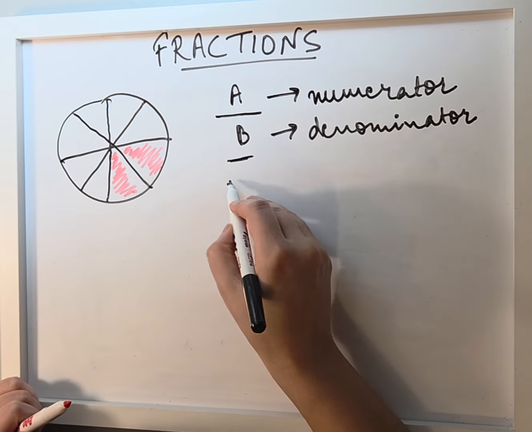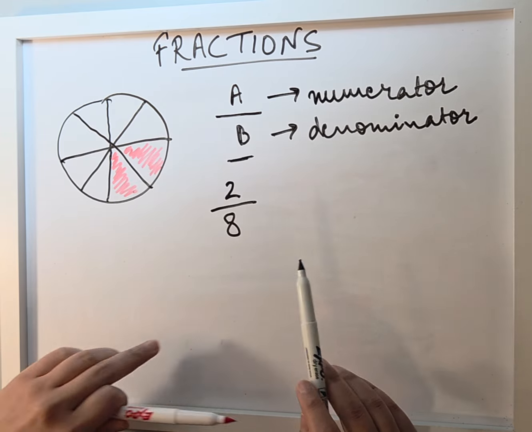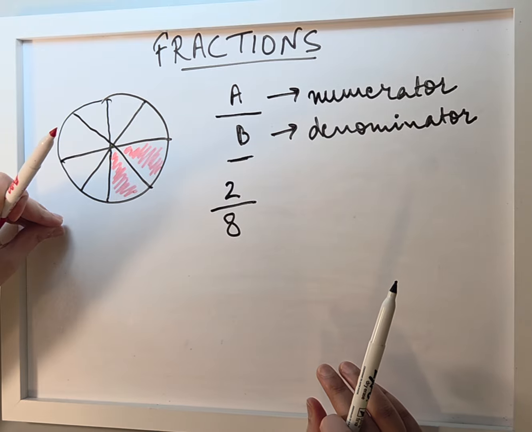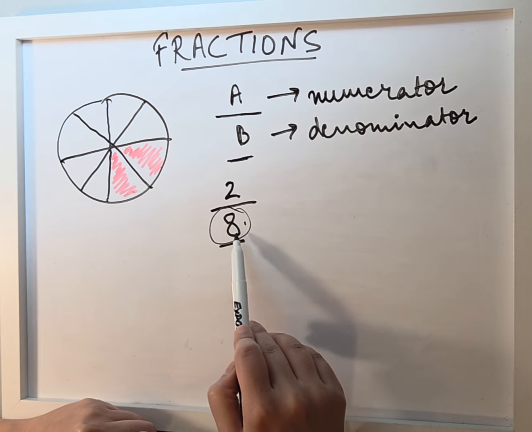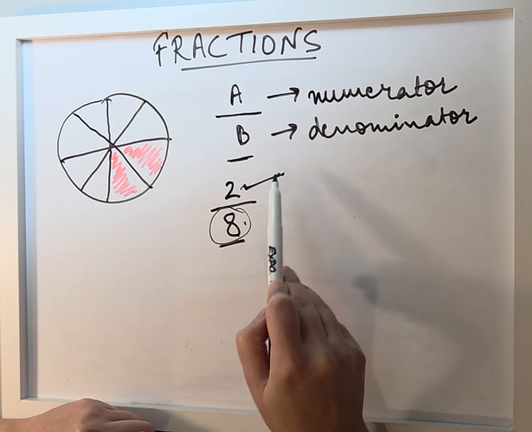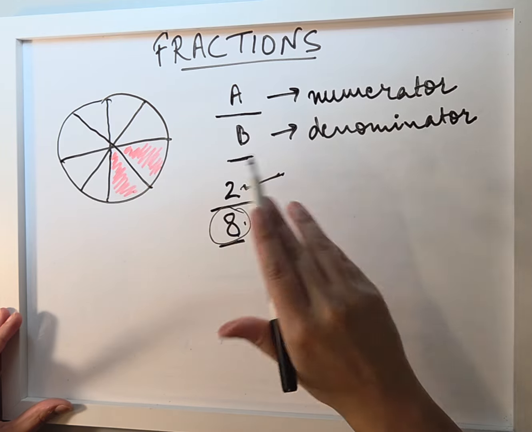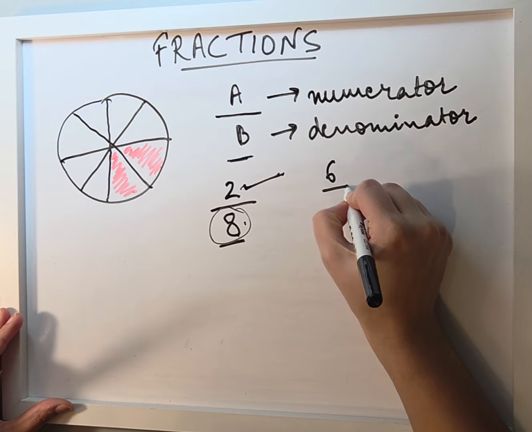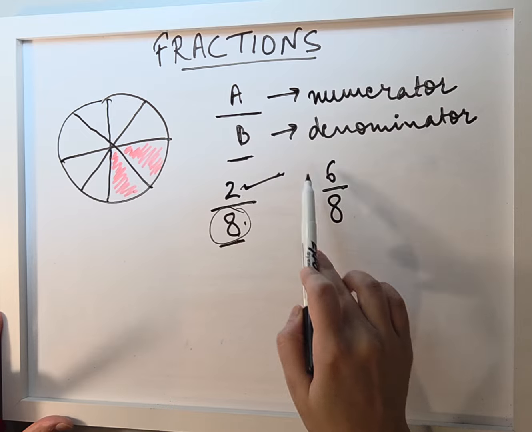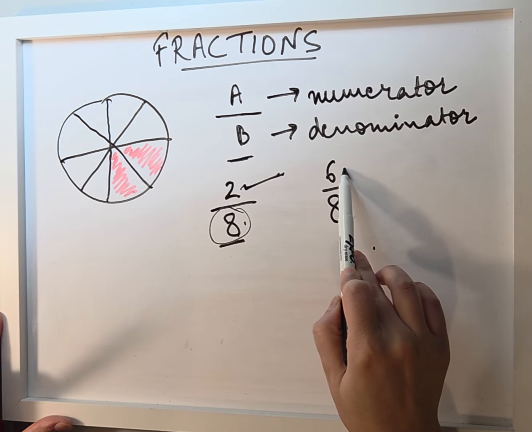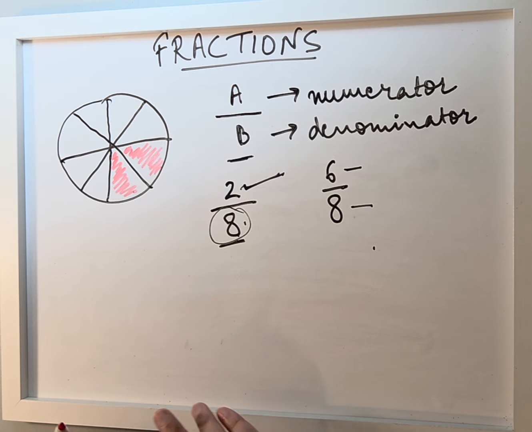The two pieces that I have taken can be represented by 2 divided by 8. So we had a whole thing which was divided into 8 equal parts, and out of those 8 equal parts, 2 parts we have taken. And if we have to represent the parts which are not taken, or which are not shaded red, it will be 6 by 8, because 1, 2, 3, 4, 5, 6. We have 6 remaining portions out of 8. So the upper part is called the numerator and the bottom part is called the denominator.